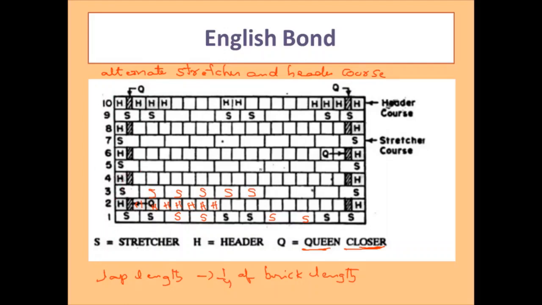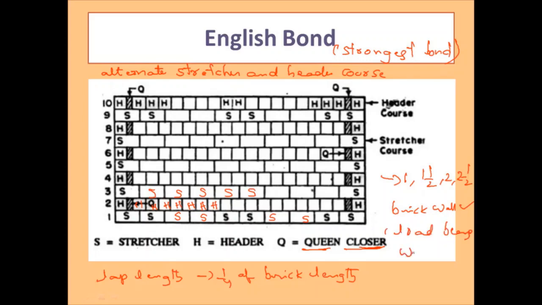Now among all the types of bonds we have, English bond is the strongest bond. English bond is the strongest bond. And since it is the strongest bond, you can construct walls of all thicknesses, like one brick wall, 1.5 brick wall, two brick wall, 2.5 brick wall, everything can be constructed using this bond. So when you can construct them, this bond will obviously be useful for the construction of load bearing walls. So English bond is known to be most suitable for the construction of load bearing walls.